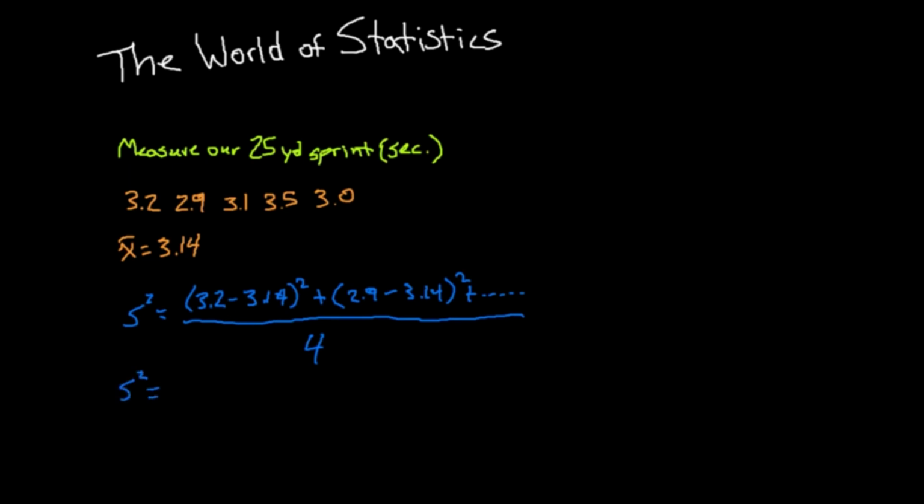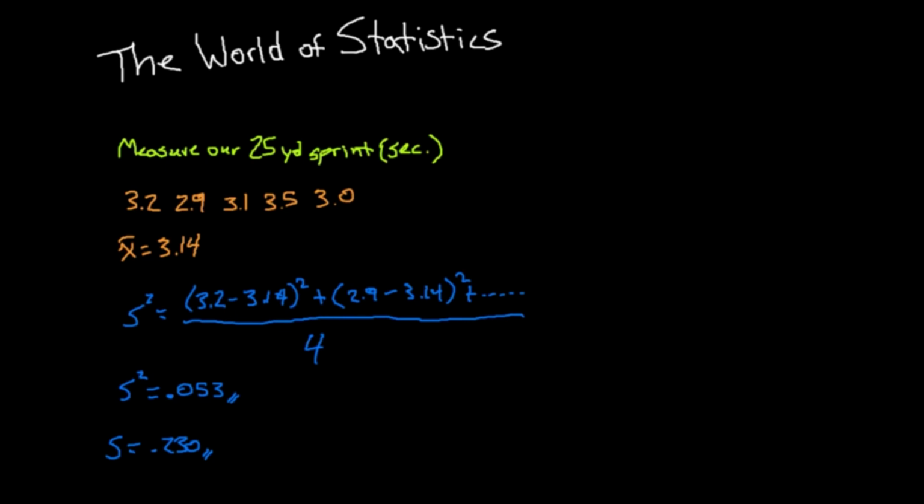So s squared is equal to 0.053. So our variance is equal to 0.053, and if we were to find our standard deviation, we just take the square root of that number, and we get 0.230. So I have a variance of 0.053 seconds, and I have a standard deviation of 0.230 seconds. So that's using the first formula.